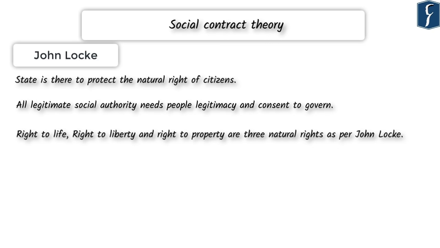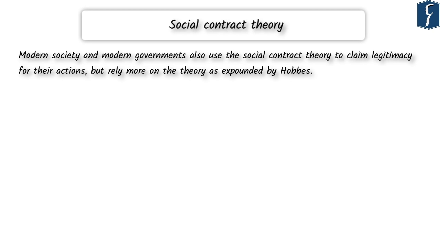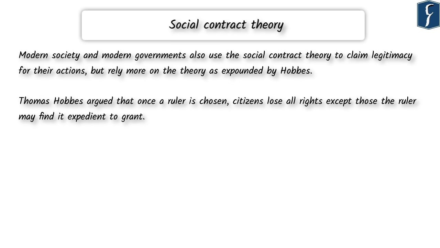Now let's come to the present time. Present governments also use social contract theory to claim legitimacy for their actions, but they rely more on the theory expounded by Thomas Hobbes as compared to Rousseau or John Locke. Thomas Hobbes, as we have already discussed, argued that once a ruler is chosen, citizens lose all their rights except those that the ruler will feel important to grant. While no government will explicitly say that this is the position of their social contract concept, it is the assumption in every rule and diktat which is issued by the executive.